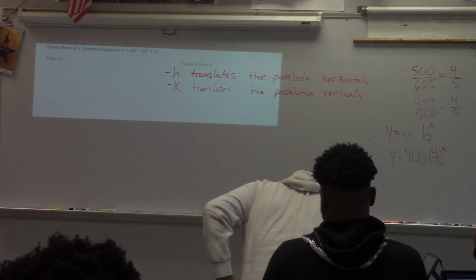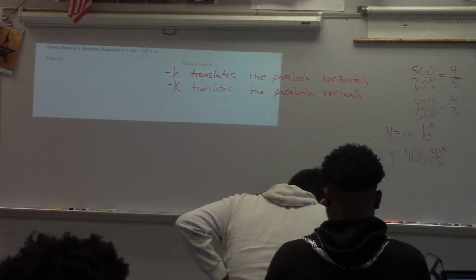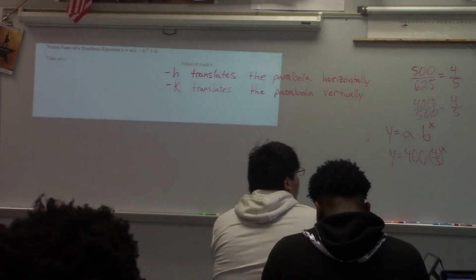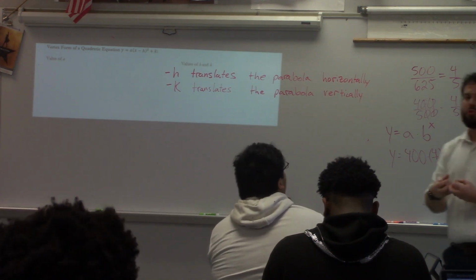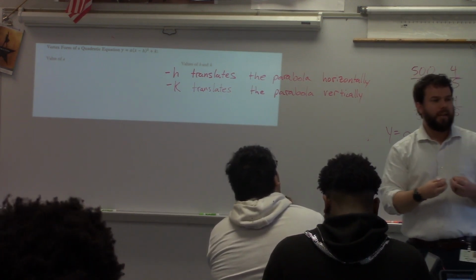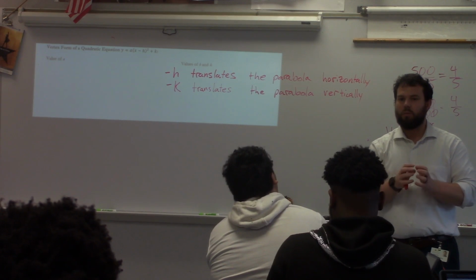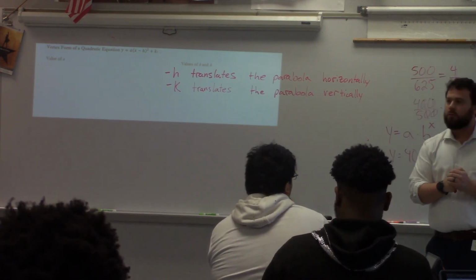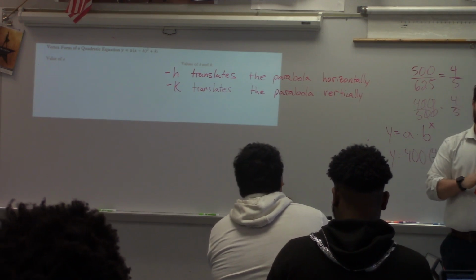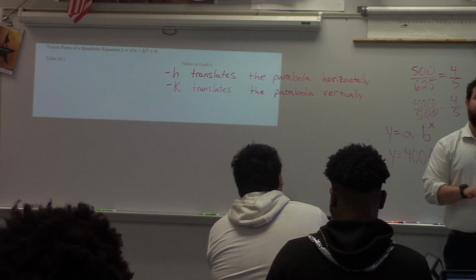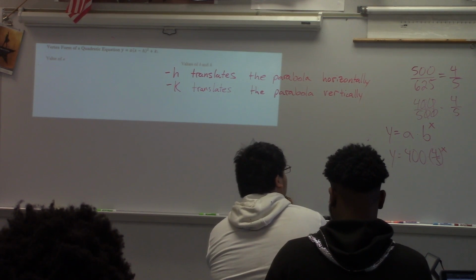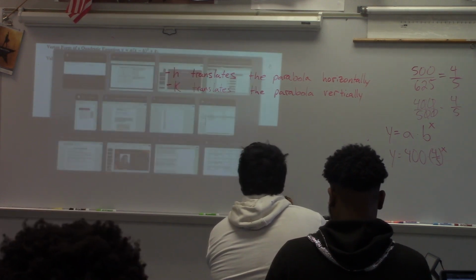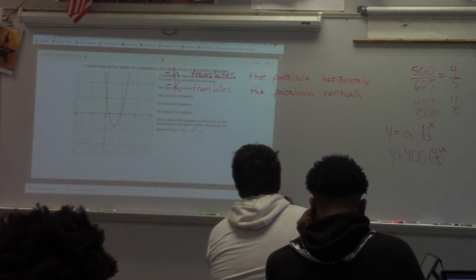I know for sure that group 5 has already figured out what H and K are controlling in the parabola. Has anybody else figured out what feature of the parabola H and K show up with? H and K controlling the vertex. Is only K controlling the vertex? No, it's right. Let's look at it a little bit closer. Both of them are moving the vertex.